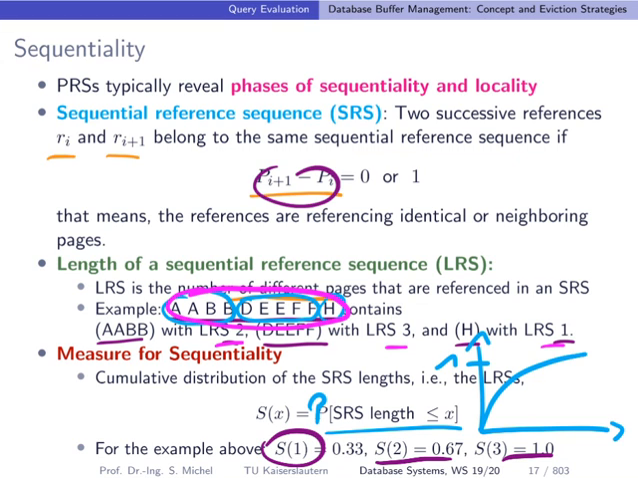And this is of course only a simple toy example, but if you have many more of these page reference strings, then you can have much more interesting distributions here, and then you can draw conclusions as to what extent your workload is showing sequentiality. And this allows you to understand how effective a buffer can be, or prefetching can be, if you have such a workload.